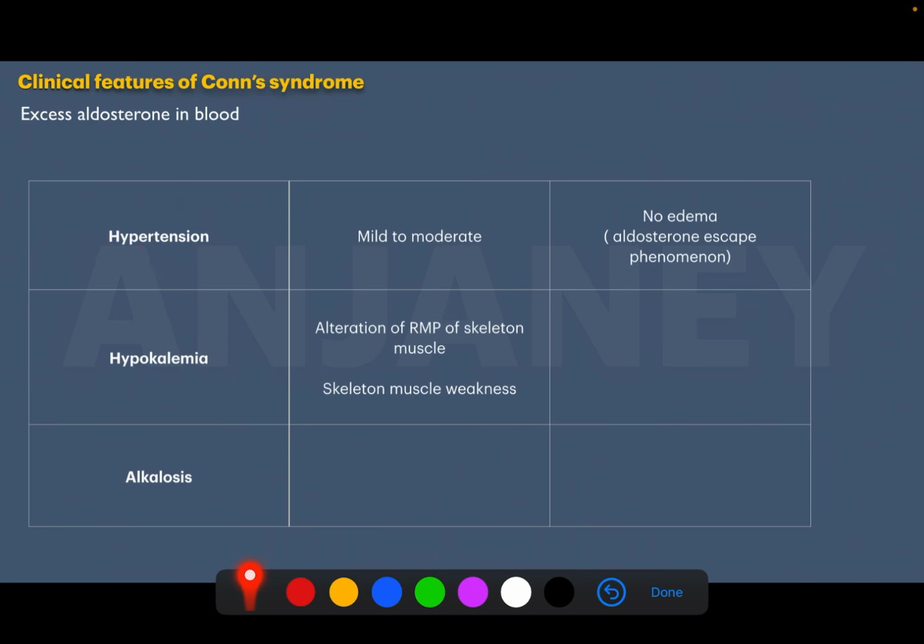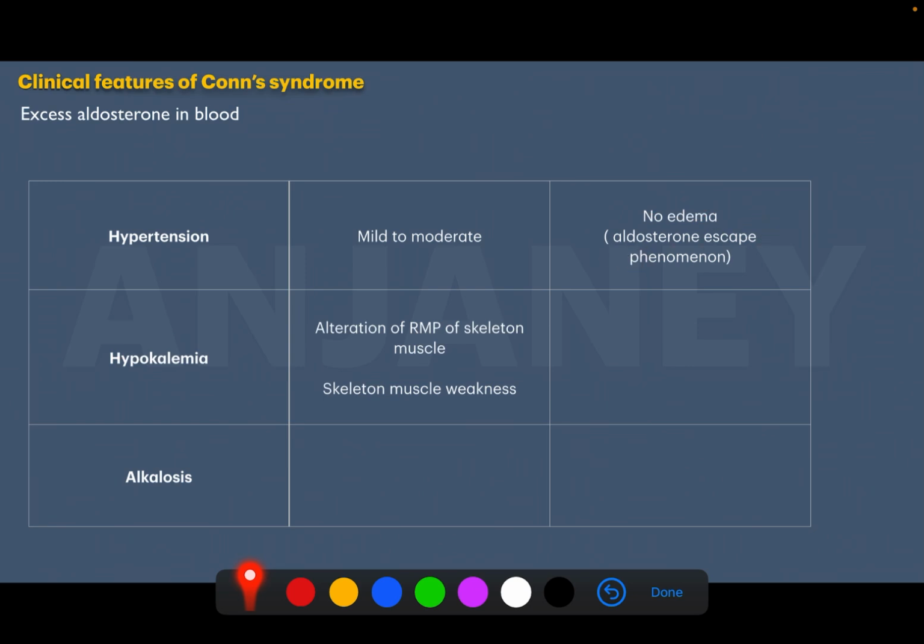But this hypertension is mild to moderate. You won't die with it. Why? Because there is no edema. Because there is the aldosterone escape phenomenon. We'll study about this in the next slide. But you have to mug up this table: hypertension is mild to moderate in Conn syndrome and there is no edema, because of the aldosterone escape phenomenon.